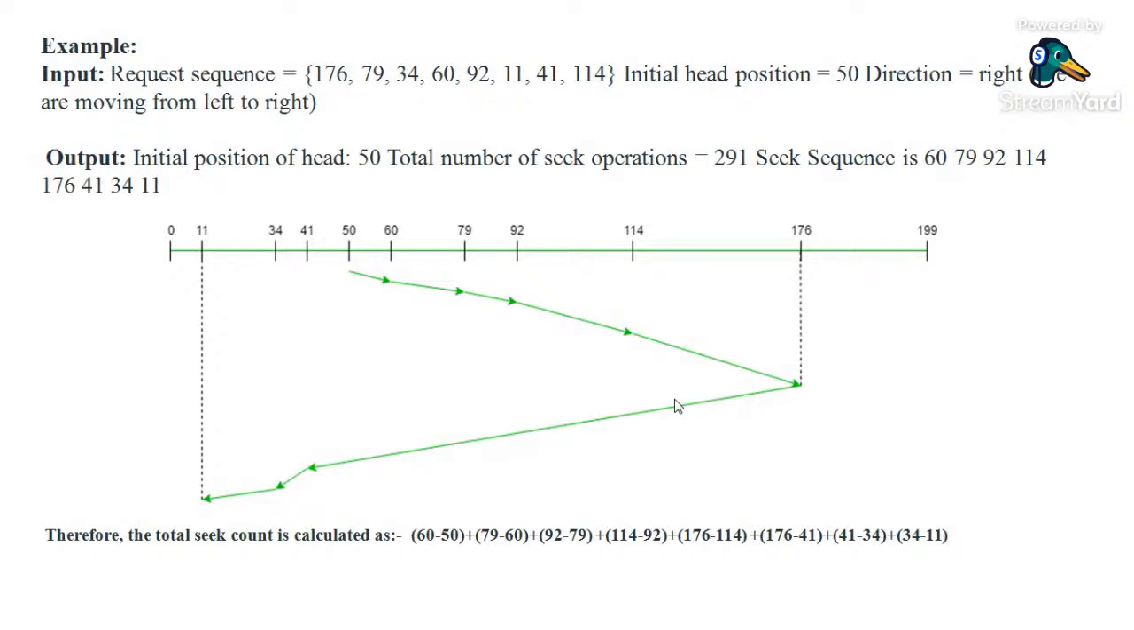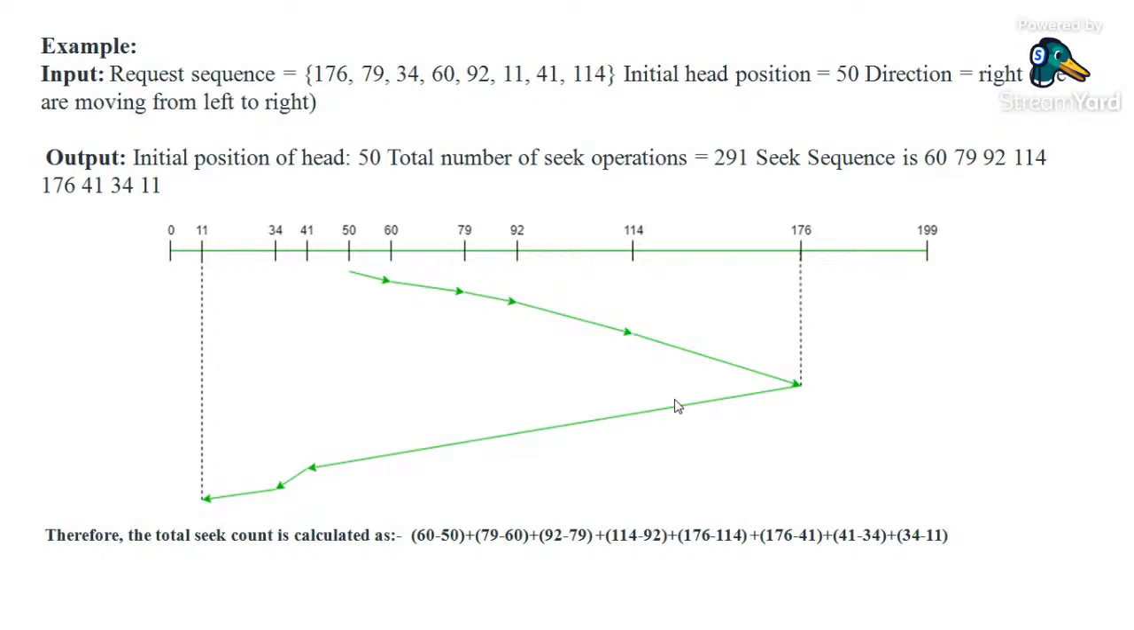Now the output: the initial position of the head is 50, and after calculating the total seek time, the total head movement is 291. The sequence, how we got it, is 60, 79, then 92, 114, 176, 41, 34, 11.